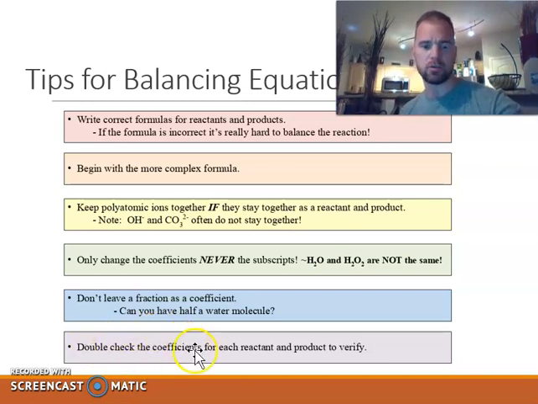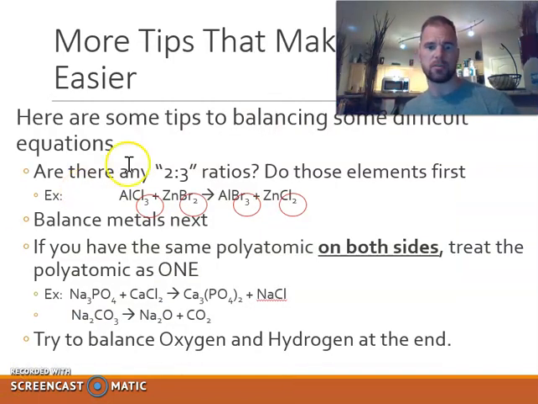And you need to finally double check the coefficients to make sure that the reactants and the products balance in such a way where you have the same number of atoms on both sides. More specifically, here's some other tips that I have found that make it easier.